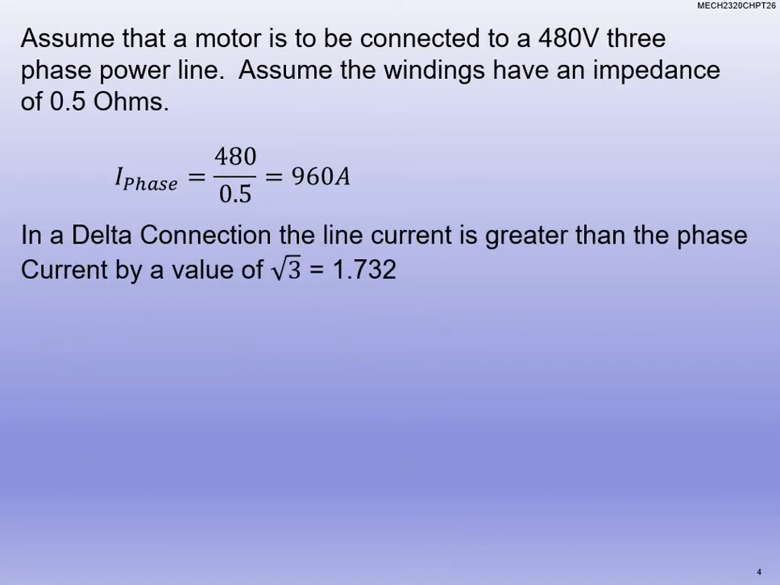When we do this, our delta line current is square root of 3 times greater than the phase current. So we have to take our phase current and multiply it by the square root of 3. When we do that, our line current is 1662 amps. That's going to be our line current if we were in delta. If we did across the line starting and just used delta, normal connection, we would have a little bit more than 1600 amps going straight into that motor all at once.